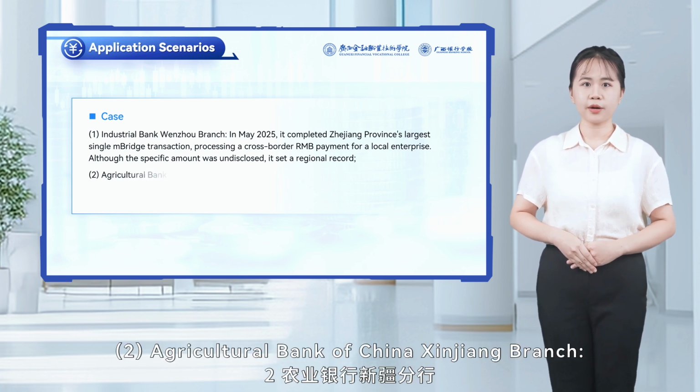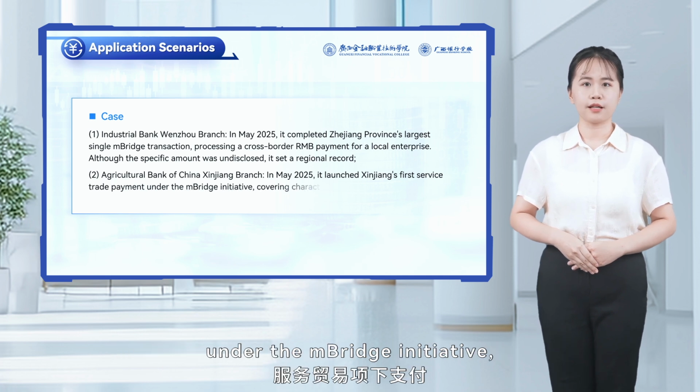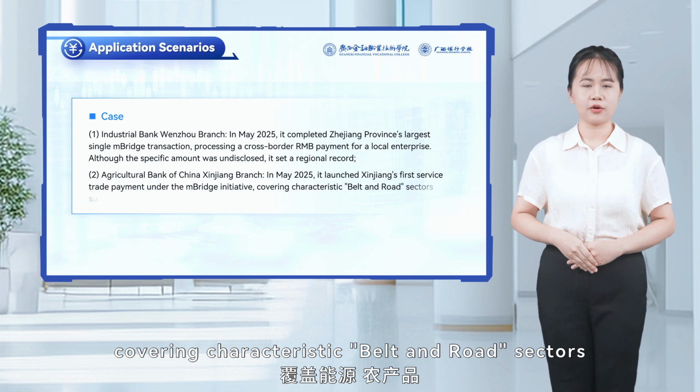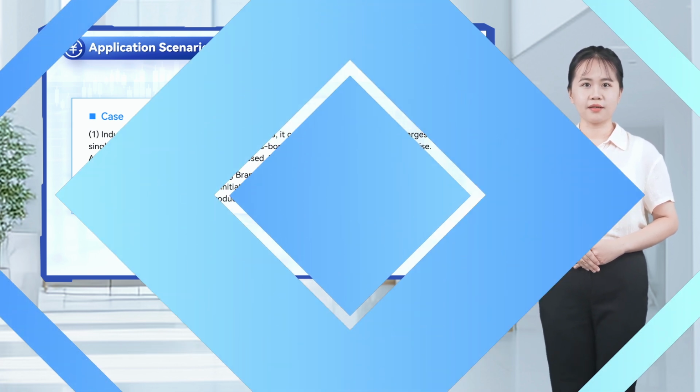2. Agricultural Bank of China Xinjiang branch. In May 2025, it launched Xinjiang's first service trade payment under the mBridge initiative, covering characteristic Belt and Road sectors such as energy and agricultural products.